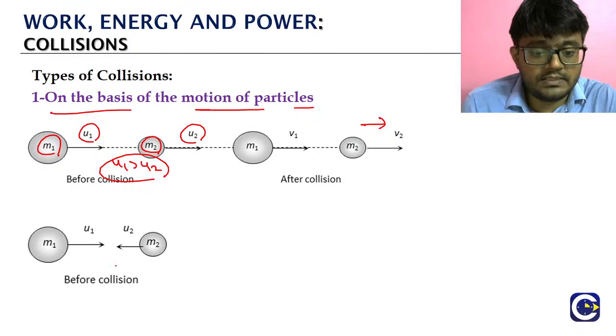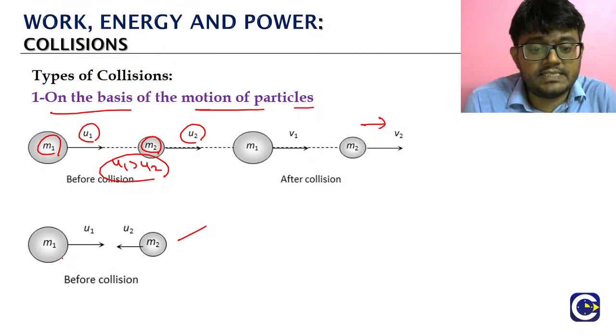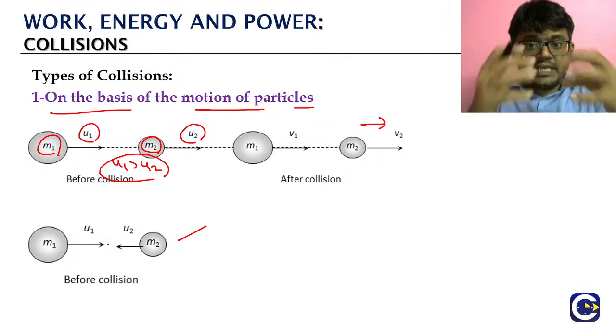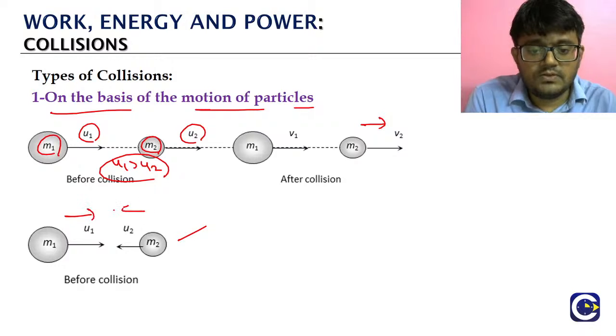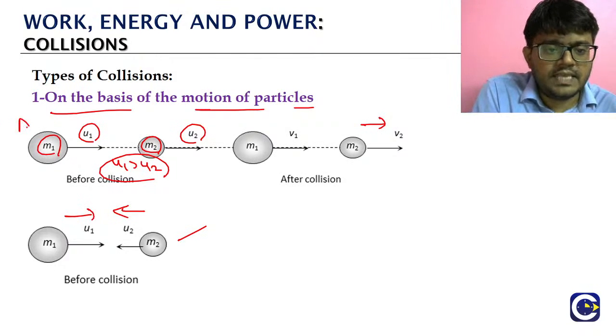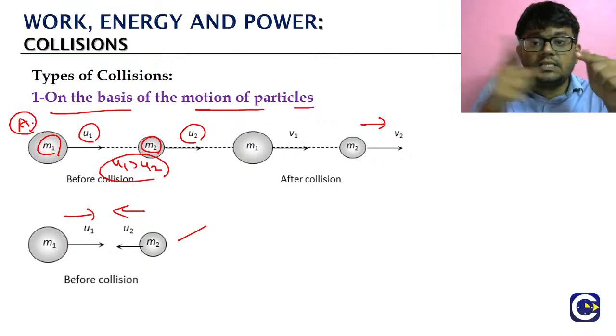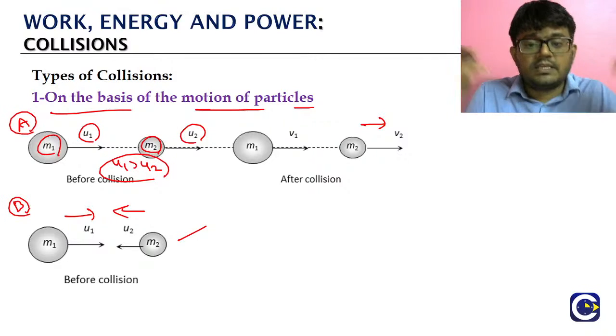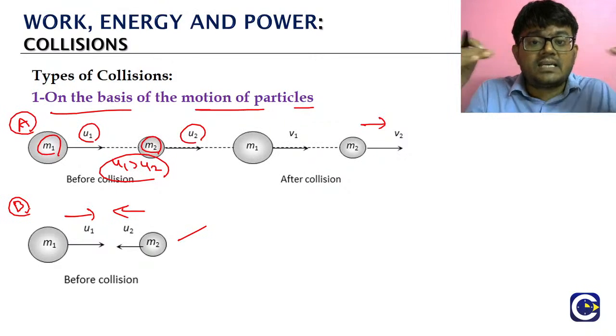Even in the second scenario, m1 and m2 are approaching each other, so the initial velocity directions are opposite. In case A, the initial velocities are in the same direction. In case B, what are we observing? The initial velocities are in exactly opposite directions.